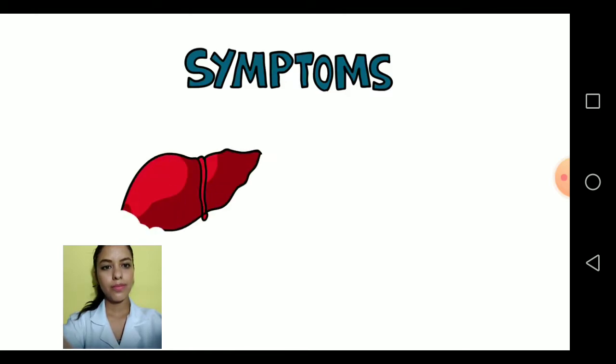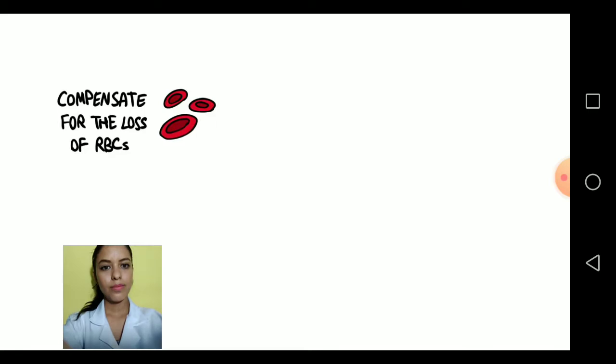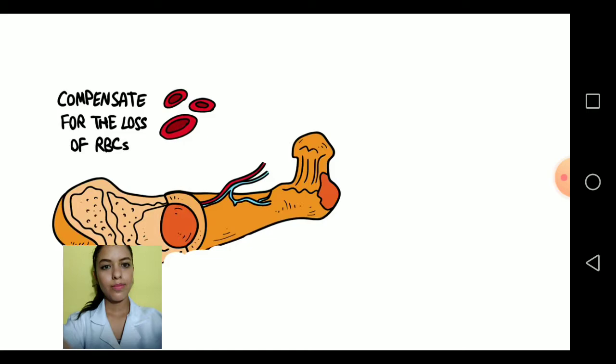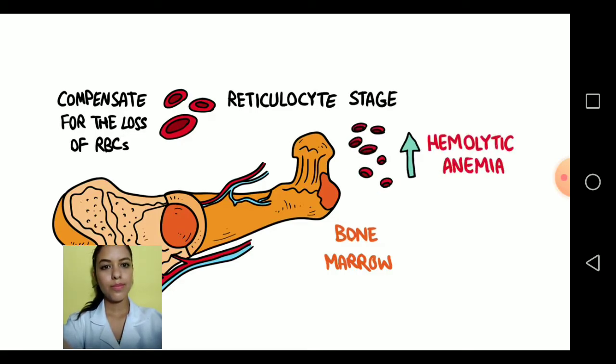The liver and spleen tend to enlarge because the destruction of red blood cells in AIHA takes place in these organs. Initially, the body tries to compensate for the loss of RBCs by making more red blood cells in the spongy part of the bone called bone marrow. But since the RBCs are destroyed too early, they become trapped at an immature stage called the reticulocyte stage. Elevated reticulocyte count is therefore a marker of all hemolytic anemias, including autoimmune hemolytic anemia.